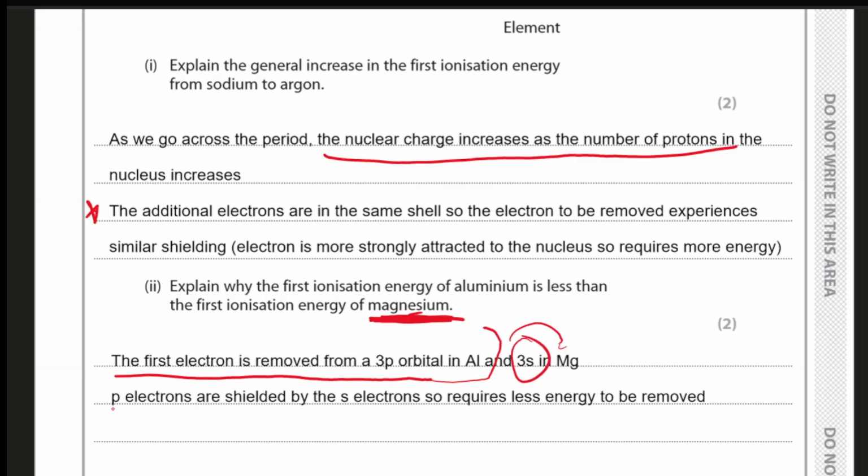So that means the p electrons are shielded by the s electrons, so obviously they will require less energy. We know that if the shielding is higher, energy will be less, because due to the shielding, the force of electrostatic attraction between the nucleus and the outermost electron tends to decrease. So that is the reason the first electron to be removed from aluminium will require less energy compared to magnesium.